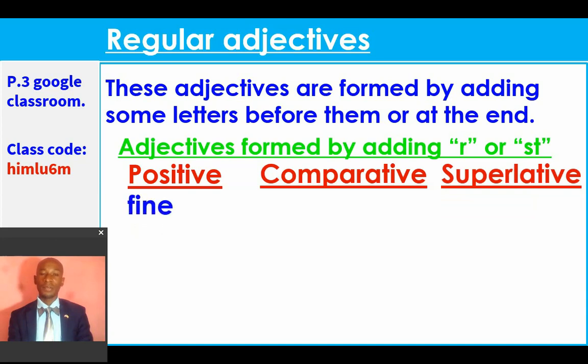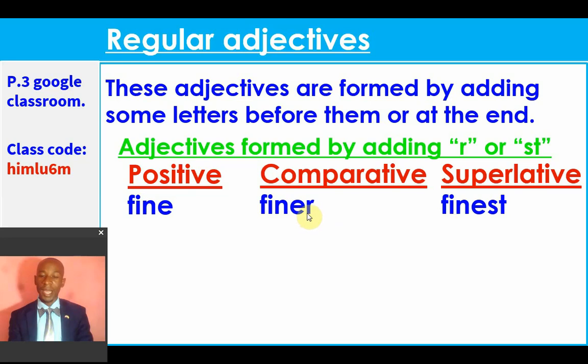We have the word fine. So most of these adjectives end with the letter E. They end in E. So fine. Now in the comparative, we bring our letter R, as we have said. We add the R here and get the word finer. Then in the superlative, we bring the ST, add it here, and we get finest. So the words are fine, finer, finest.